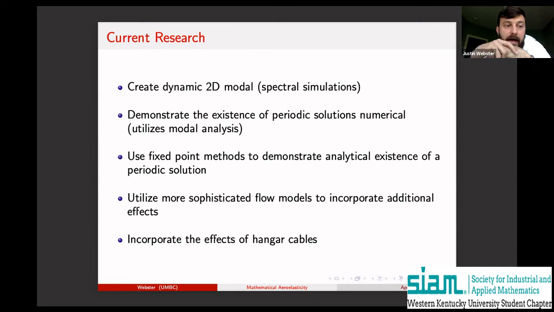As I mentioned before, one of the things we're trying to prove is that this sophisticated model has periodic solutions. Turns out this is very hard for a variety of reasons. So we're trying to use fixed point methods, but I'm not sure that we will be successful anytime soon. One of the other things we might want to do, if any of you know anything about fluid mechanics, is that our fluid models thus far have been very simple.